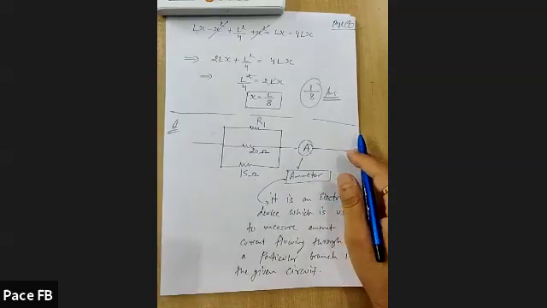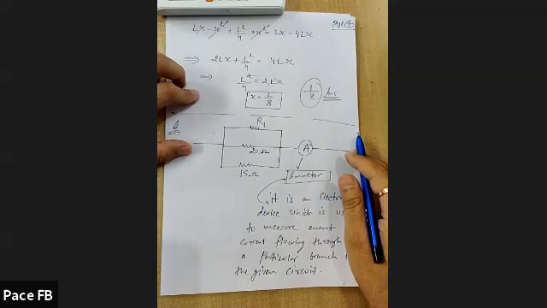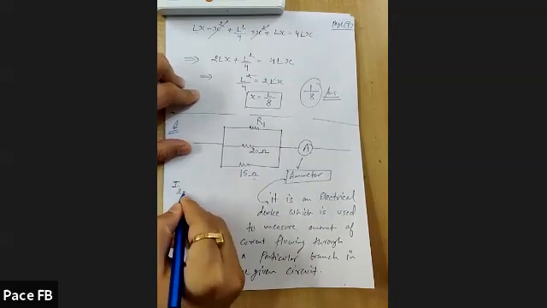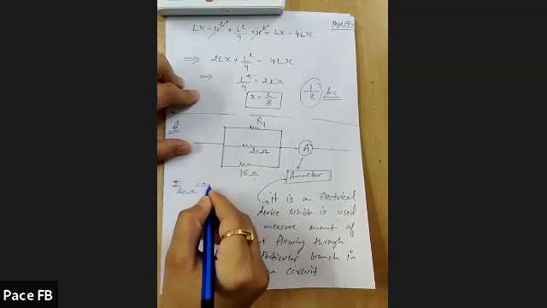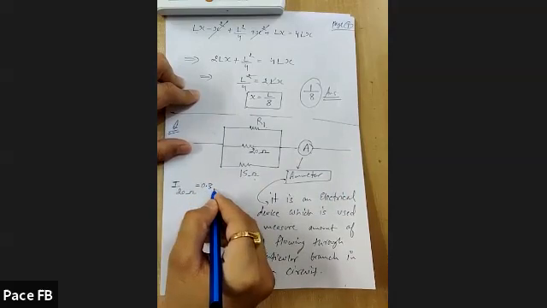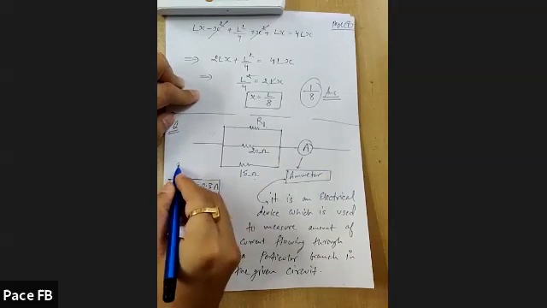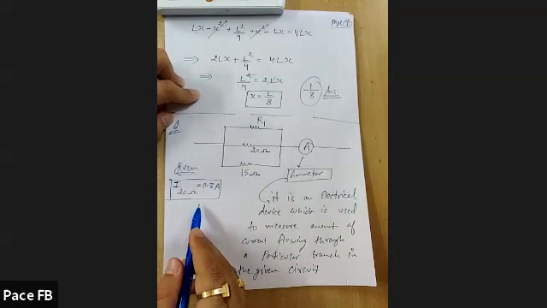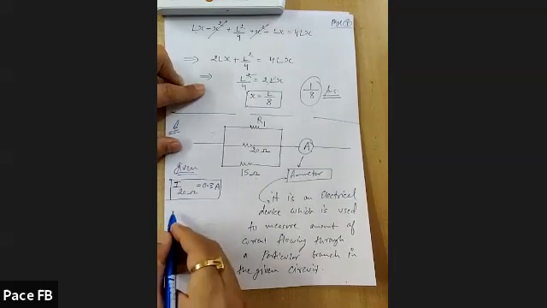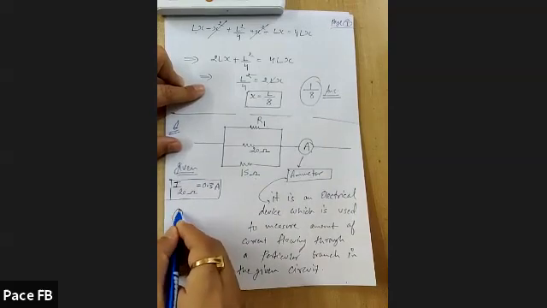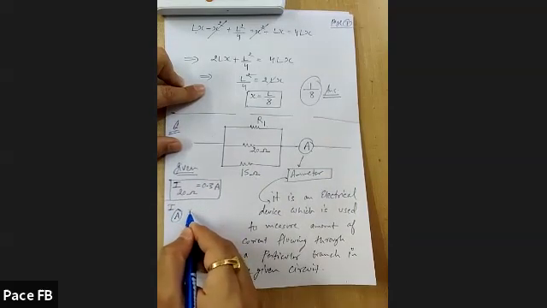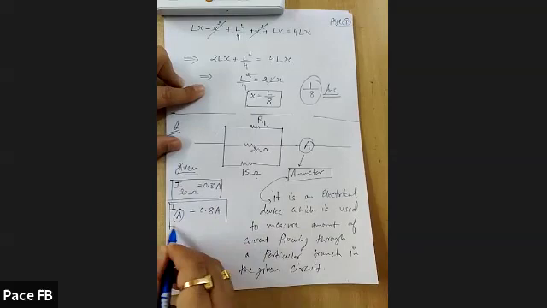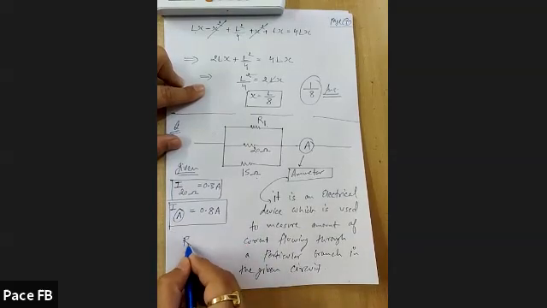Now the question is, in the given circuit, the current flowing through the resistor 20 ohm is given as how much? It is given as 0.3 ampere. So this info is given. The current passing through 20 ohm is 0.3, and the ammeter reading is given as how much? 0.8 ampere. Ammeter reading is 0.8 ampere. Then find the value of R1.